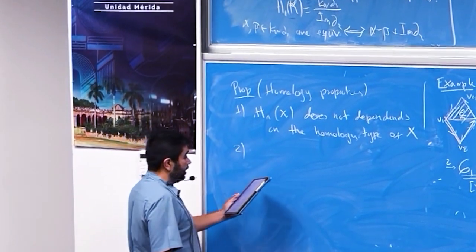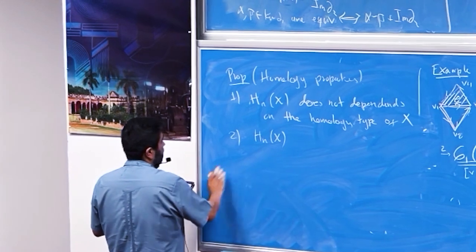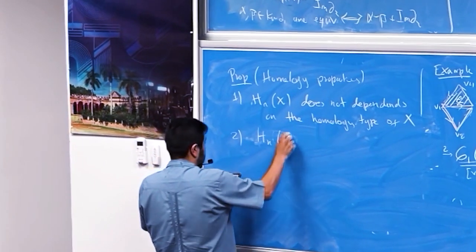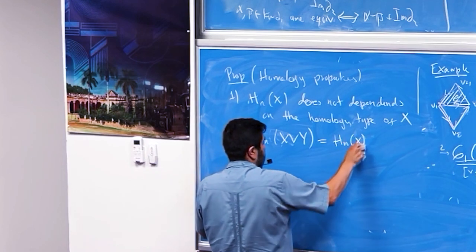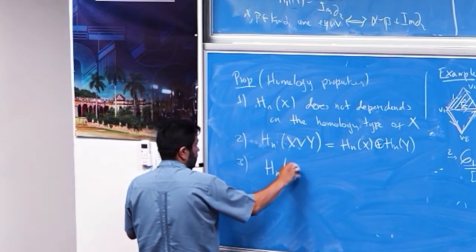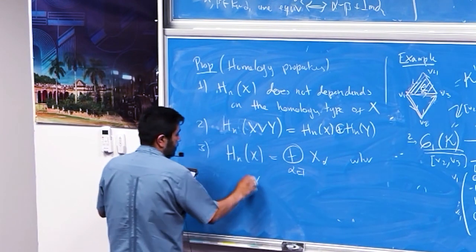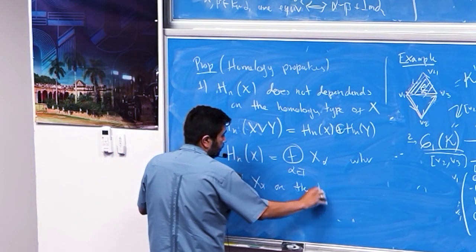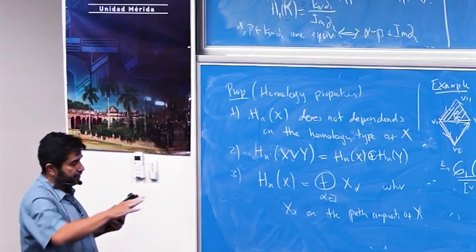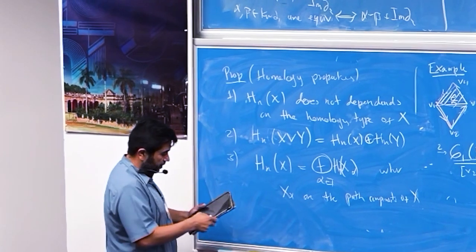Another thing is that Hn of X wedge Y is Hn of X plus Hn of Y. Some other properties: Hn of X is the sum of Hn of X alpha, where X alpha are the path components of X. So your space has different components, and the homology is going to be the sum of the homologies of every space.